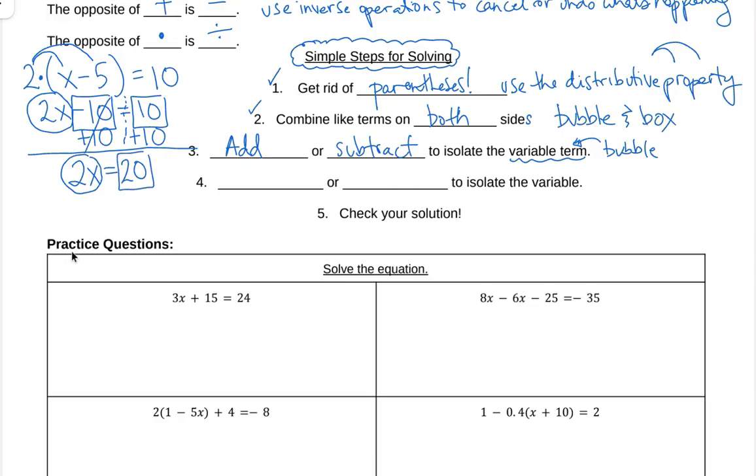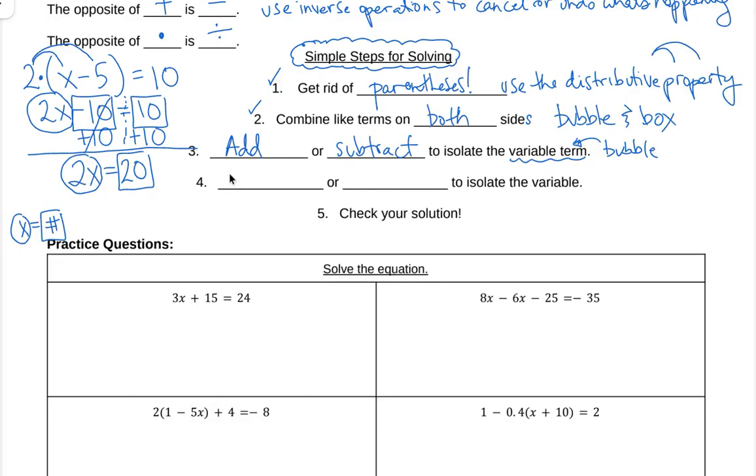Which makes sense because remember we talked about in 1.3 that we always want it to say x equals a number, or y equals a number, or g equals a number. The variable equals a number. And if we were to bubble and box this, that means that we've got a bubble equals a constant in a box. So now we're starting to look more like what we need the answer to look like, but it's supposed to just say the variable on its own, not this 2.